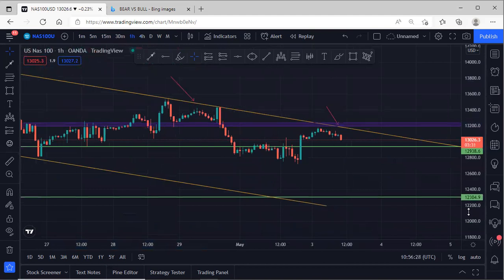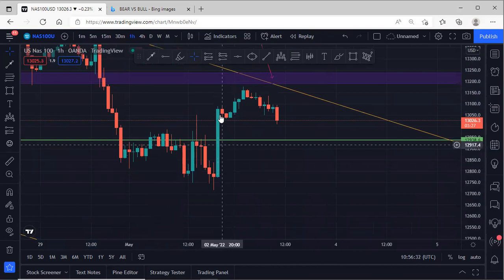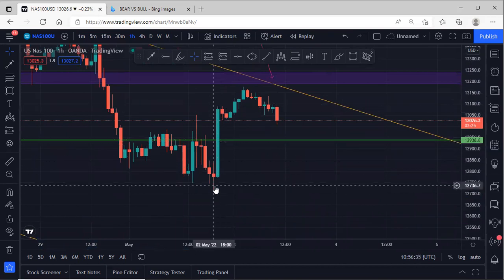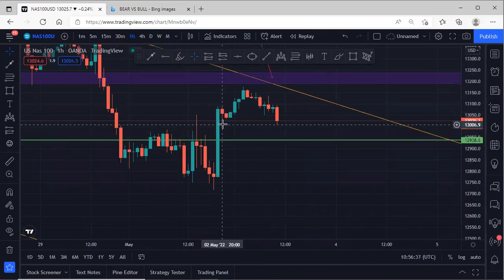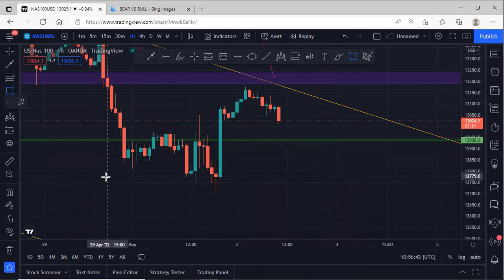With me being in the 1 hour time frame, we have a similar situation with NASDAQ. We have this imbalance candle in the market, right? So what I'm waiting for is for the market to get to this area.